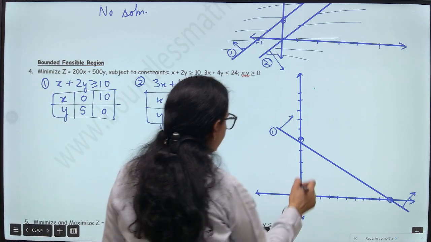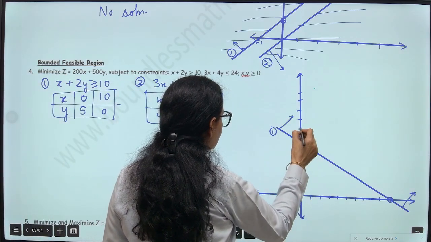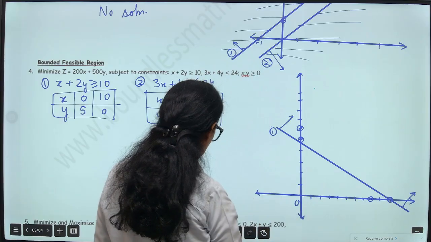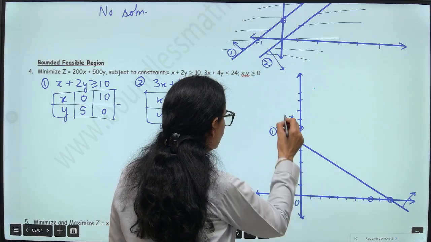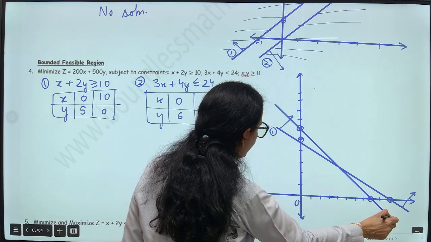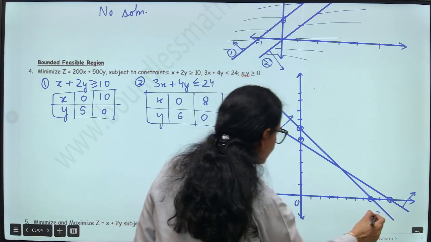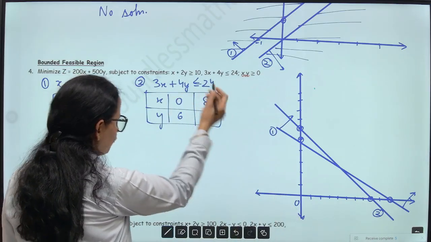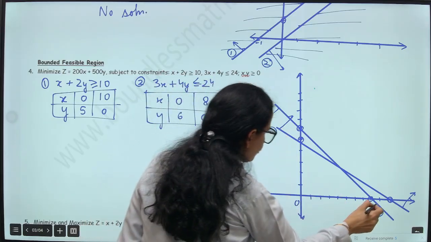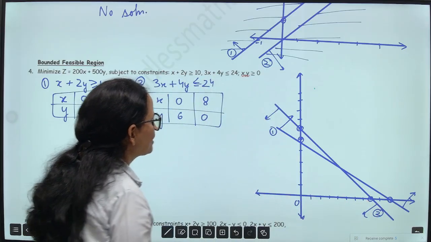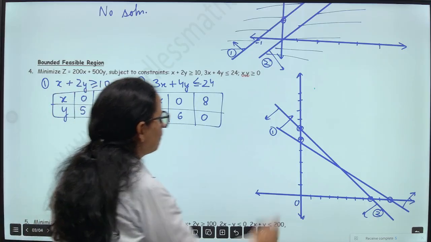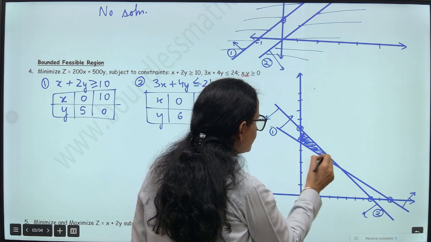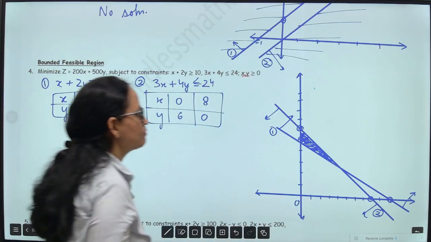X is 0, y is 6. 1, 2, 3, 4, 5 and 6. So this is the point, and 0 and 8. So this is the point. So where is the feasible region for this second line? So this is the second inequality. If I put x and y as 0, 0, it is less than 24. Yes, it is. So the arrows go downwards. Now what is the common feasible region between both of them? This is the common area that is there for both these inequalities, right? So this becomes the common feasible region.